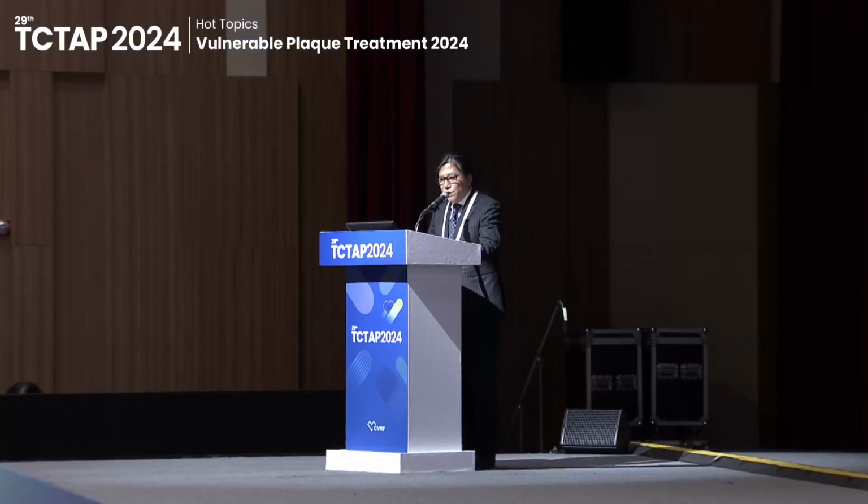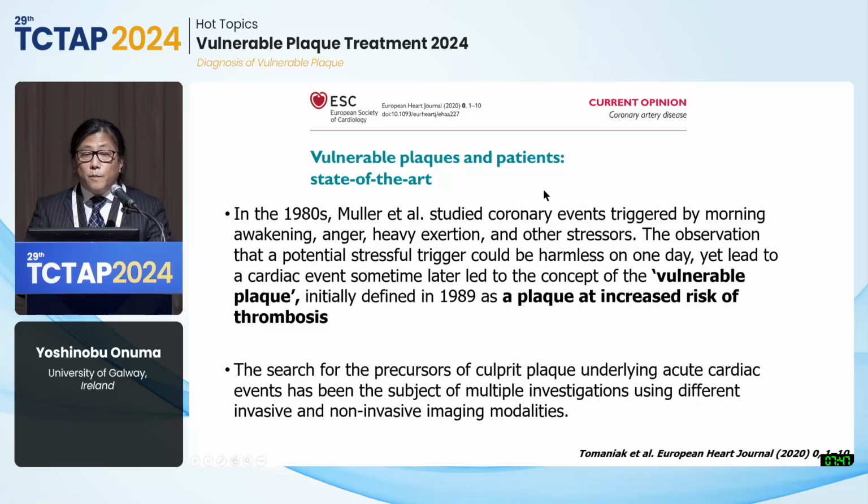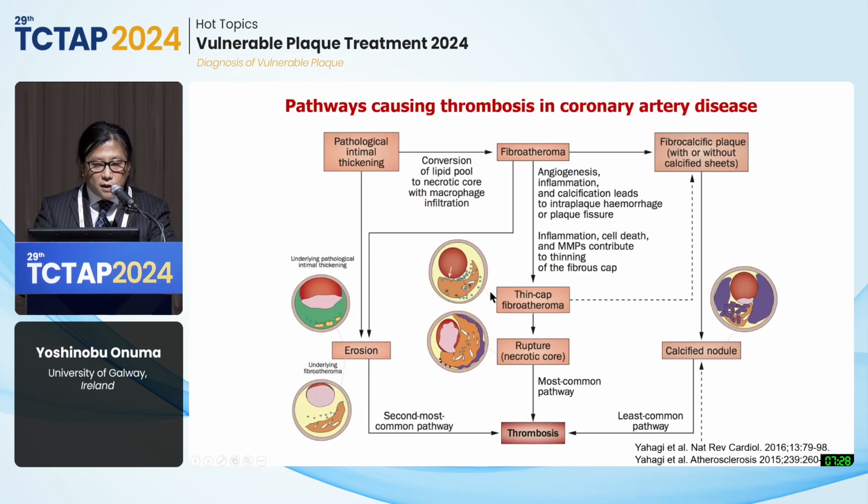Yeah, thank you, Chairman, for the introduction. My topic is non-invasive imaging. Just to remind you, vulnerable plaque was first invented by Professor Jim Mueller in 1989 as a plaque at increased risk of thrombosis. The search for the precursors of culprit plaque underlying acute cardiac events has been the subject of multiple investigations using different invasive and non-invasive modalities.